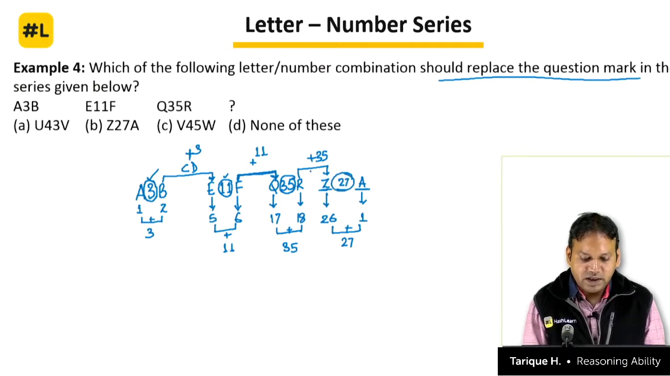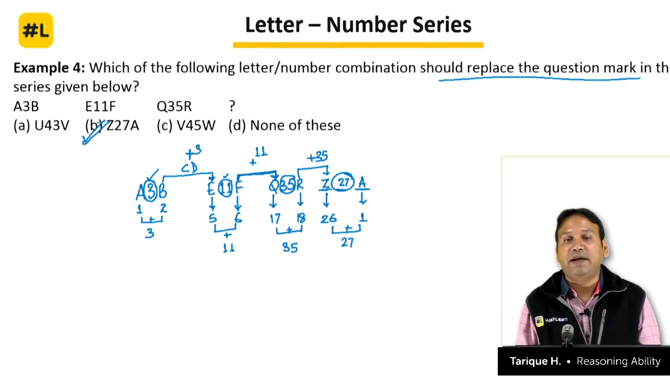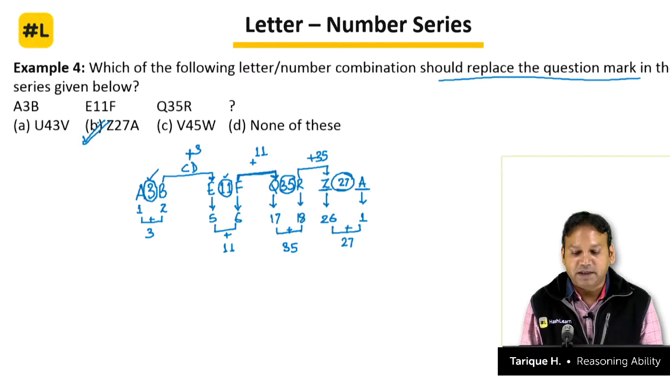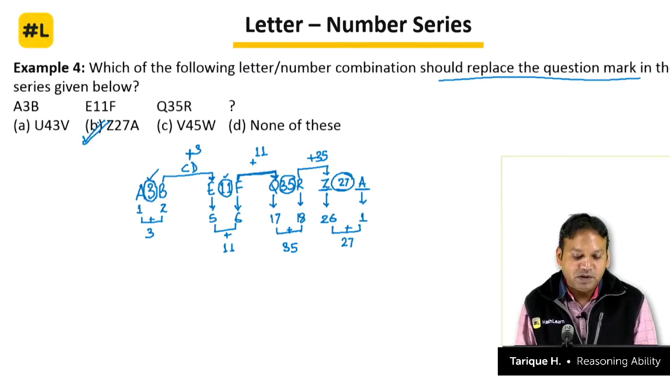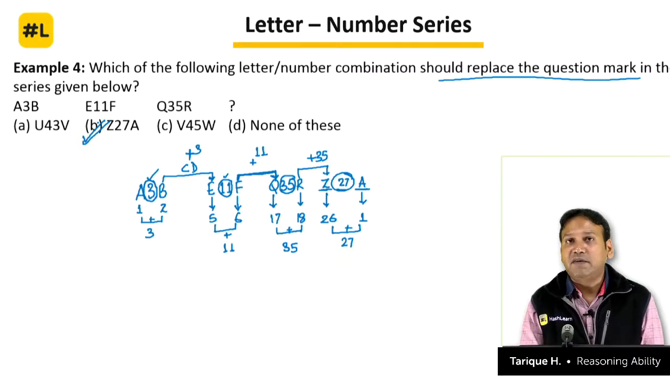So what is the number in the center? 27. So what will be the answer then? The answer will be Z27A. Clear? That's the answer for the fourth example here. What should come in the place? So this was of slightly higher difficulty, although we can solve it very quickly by the answer options, but keep in mind that the answer option, none of these, is also there, right? So slightly advanced in terms of concept based on the previous 3 examples.